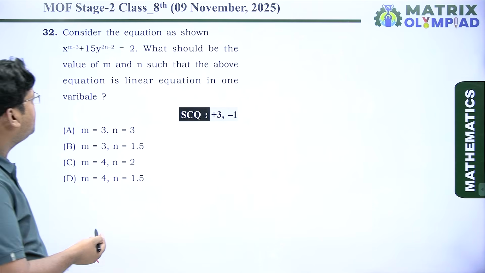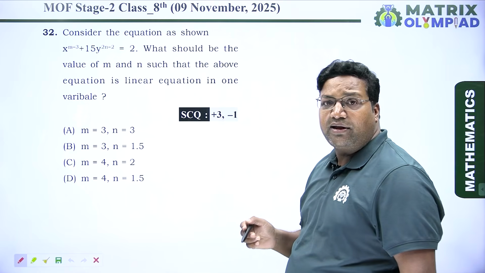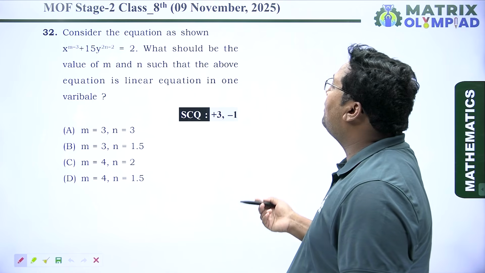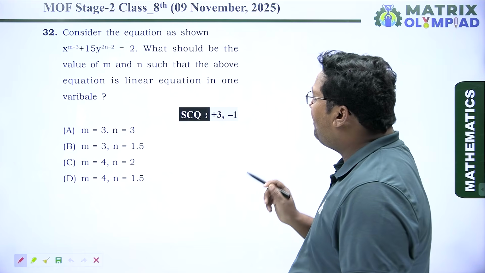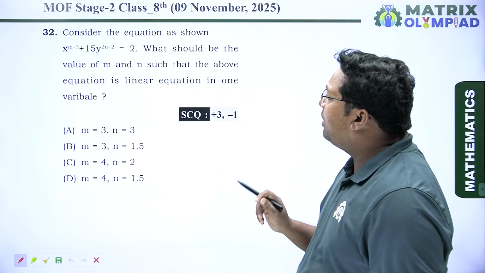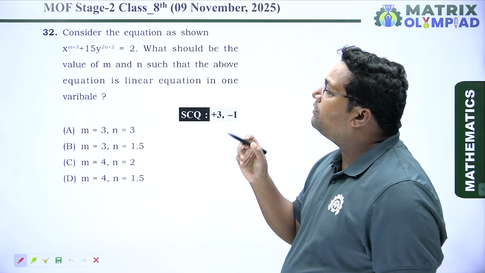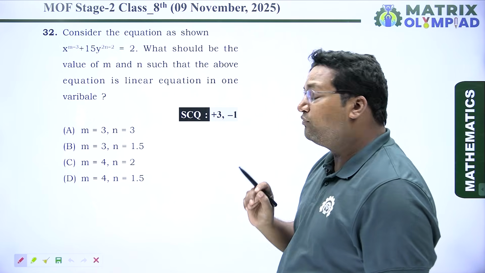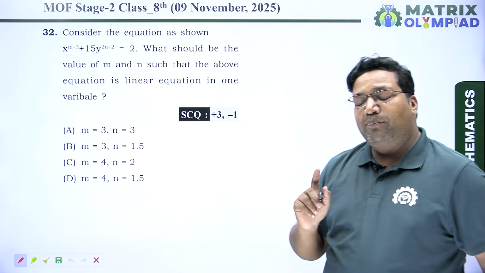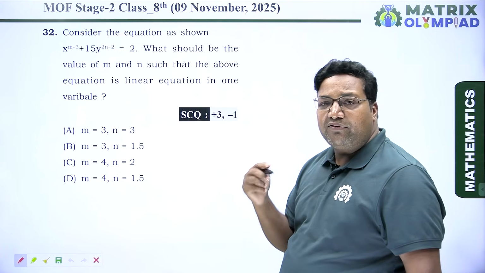Now coming to the next question, consider the equation as shown: x to the power m minus 3 plus 15y to the power 2n minus 2 equal to 2. What should be the value of m and n such that the above equation is linear equation in one variable? We have to find out the value of m and n for which this equation is a linear equation. For linear equation, the power of variable is 1 and it is in the one variable form.